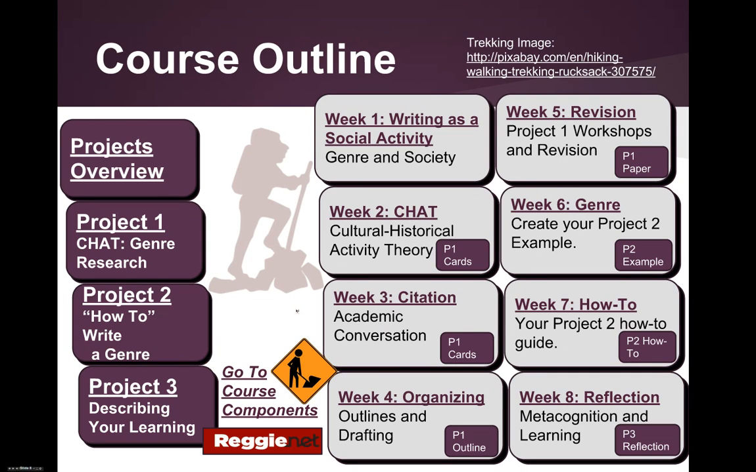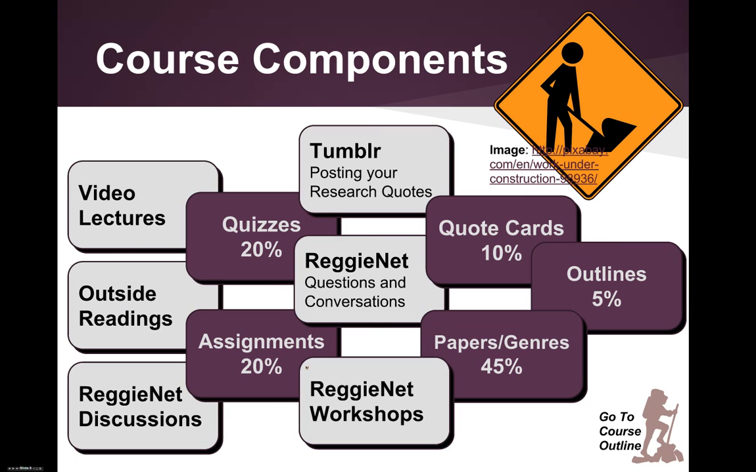Now the next page that's fairly important is the course components page. This little yellow construction symbol right here. I think of the course outline as, this is our journey. This is where we're going. Course components, this is the nitty-gritty stuff. This is those little things that you're going to have to do that at times might feel like busy work, but the goal is that they will help you become a better writer.